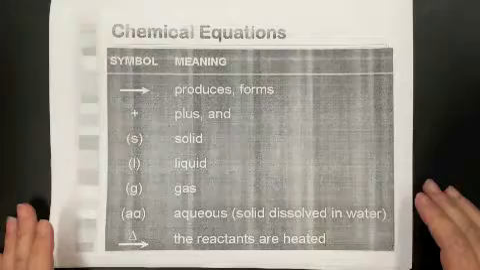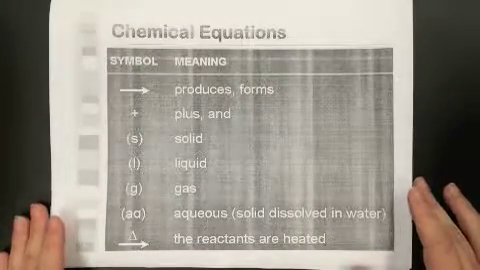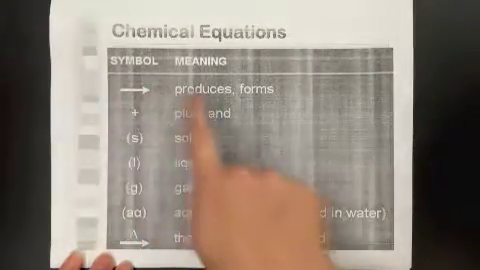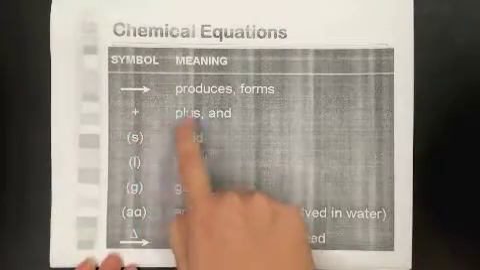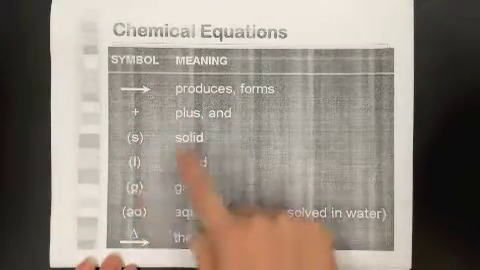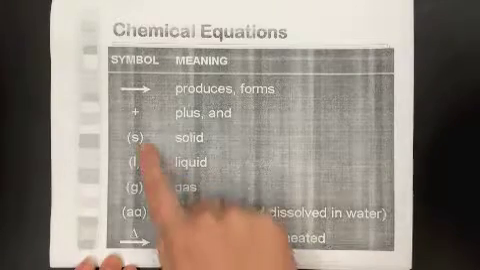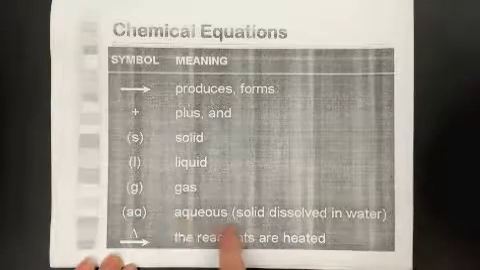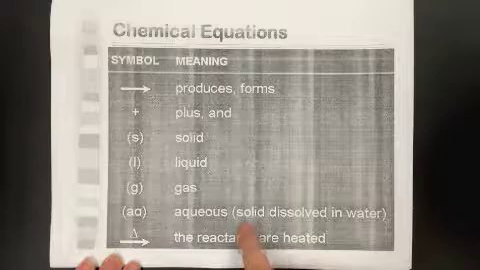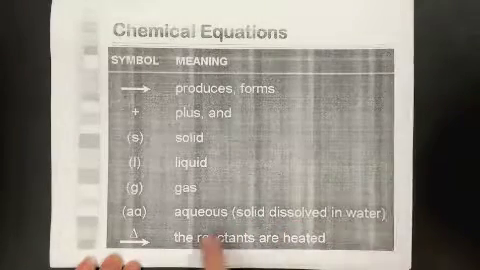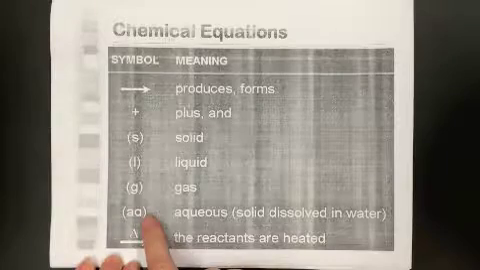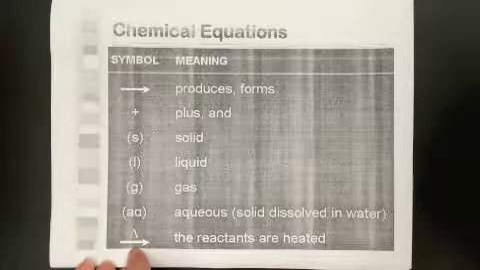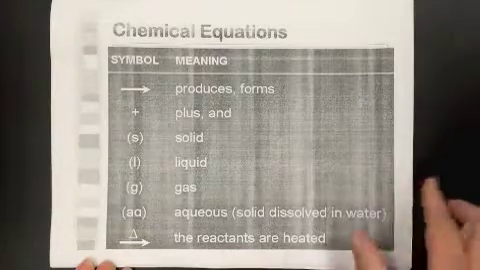This slide shows the different symbols that you're going to see in a chemical reaction. You have to know what they're for. First off, an arrow between your reactants and your products is saying that your reactants produce your products. The plus, just like in math, means plus and. S, L, and G are your states of matter. If there's an S beside a reactant or product, it means it's a solid, and so forth. AQ stands for aqueous. You need to know that aqueous means that the solid is dissolved in water. So not only do you have your solid sitting in there, you also have H2O present as well. If you have a triangle on top of an arrow between your reactants and products, this means your reactants have been heated.